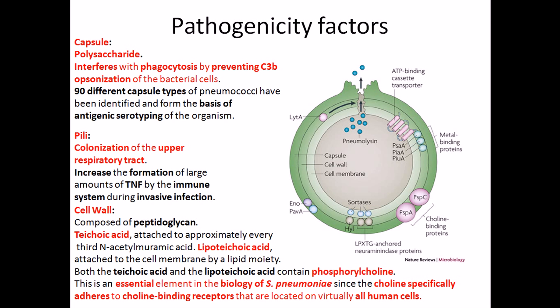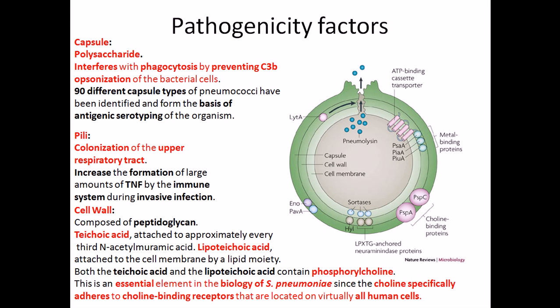Now let's talk about the pathogenicity factors that are responsible for creating a successful infection for Streptococcus pneumoniae. The first thing I want to talk about is the capsule, because the capsule layer is very important to block the phagocytosis process by the phagocytic cells of our immune system. The capsule is made up mainly of polysaccharide. It interferes with phagocytosis by preventing the C3b opsonization of the bacterial cell, because it blocks the interaction between C3b and phagocytic receptors. As a result, phagocytosis halts there.